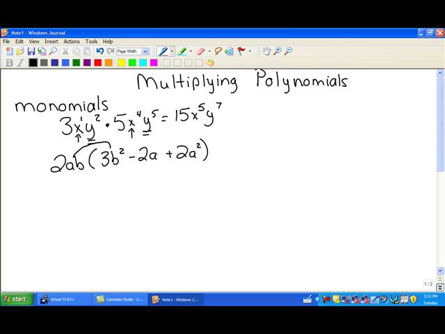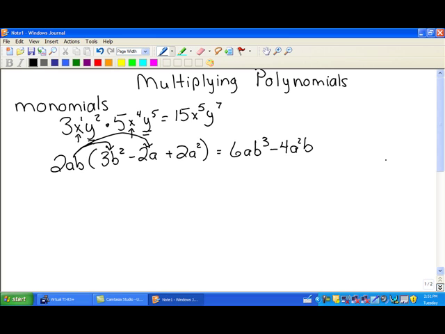We want to do the 2ab times the 3b squared. That will give us 6ab to the third. Then we want to do the 2ab times the negative 2a. The number part will be a negative 4. The letter part, we have 2 of the a's and just 1 of the b's.